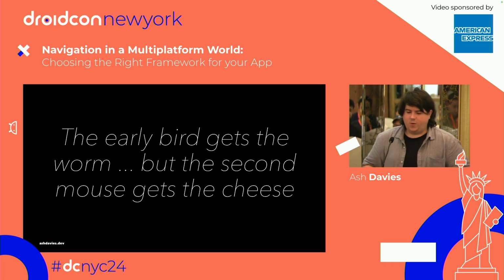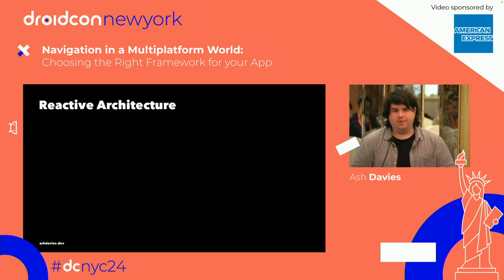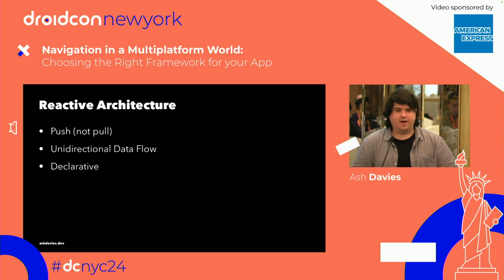So that brings in the question about architecture. Considering our architecture goals and how we want to use tooling to achieve them. Reactive architecture, you might be familiar with the term. It's push, not pull, unidirectional data flow, having a declarative syntax, and being idempotent. It's really hard for me to say, idempotent.